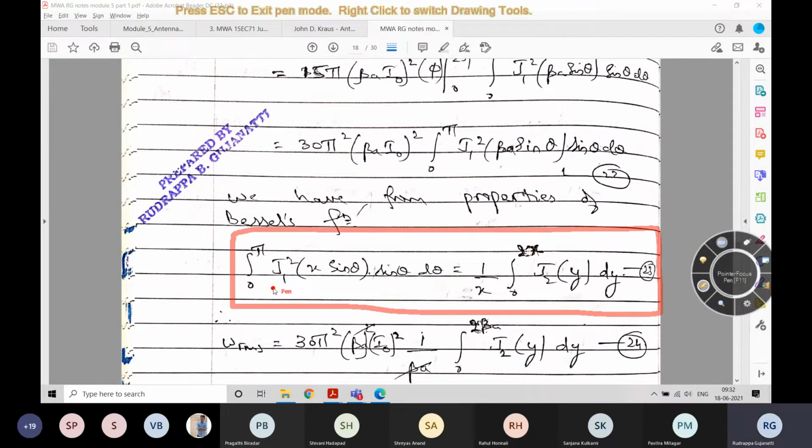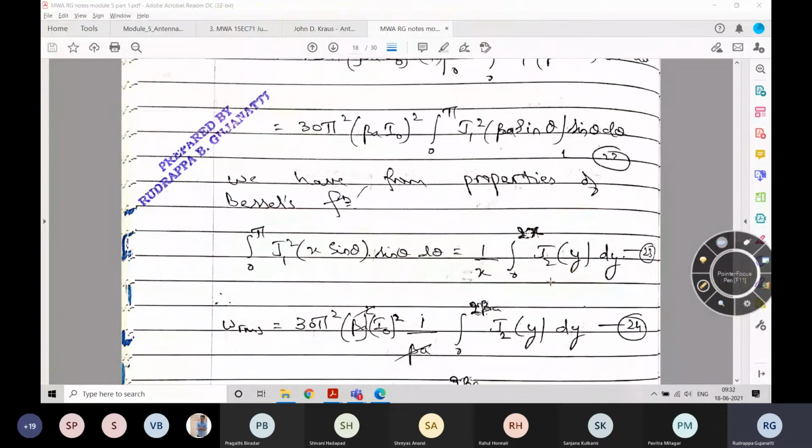So here, if we have J1 squared, we have the x parameter, x into sine theta. This Bessel function multiplied with sine theta, its integration with respect to d theta, can be written as 1 by x times the integration from 0 to 2x of J2 of y. So here this is the Bessel function of second order.